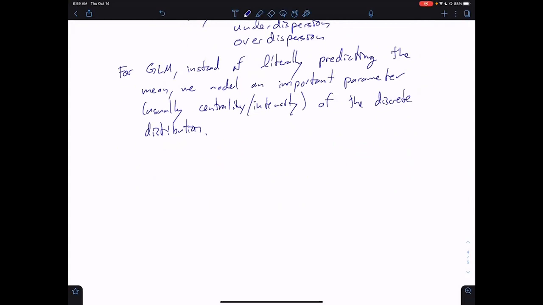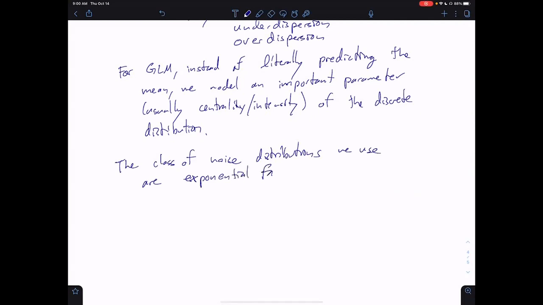And for this to work well, we use a specific class of noise distributions, not arbitrary noise distributions. And these are the exponential families, of which the normal distribution is an example. And they have a nice functional form.